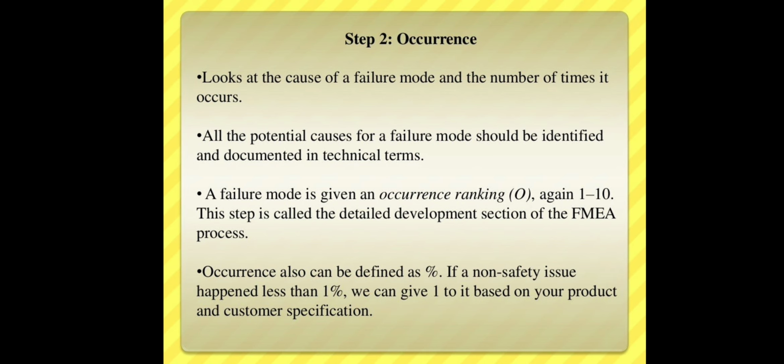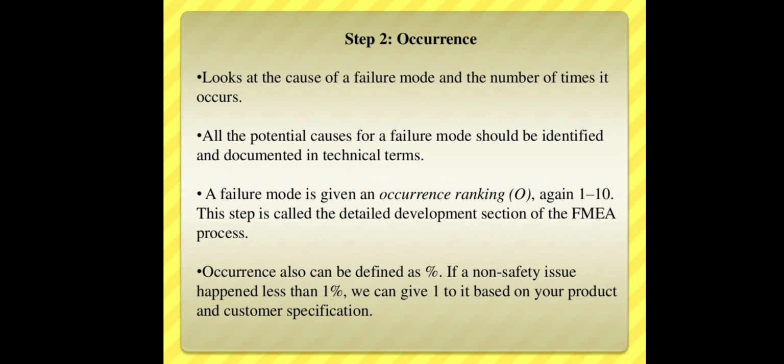All the potential causes for the failure mode should be identified and documented in technical terms. A failure mode is given an occurrence ranking, again 1 to 10. As with severity, 1 means something minor, and 10 might be the highest critical case. This step is called the detailed development section of the FMEA process.